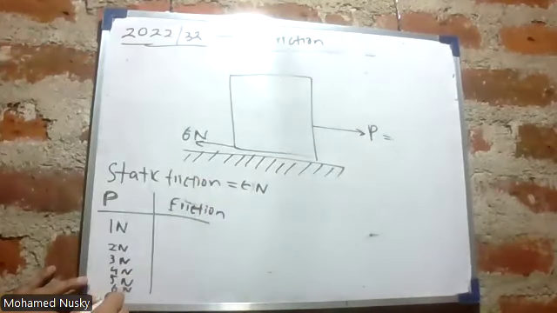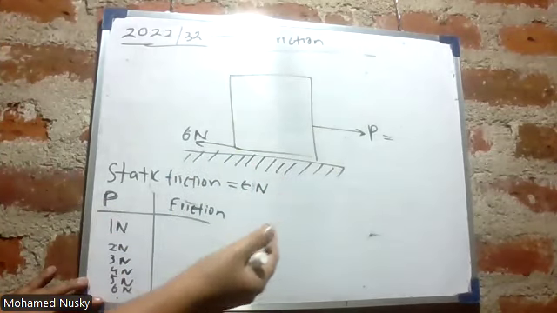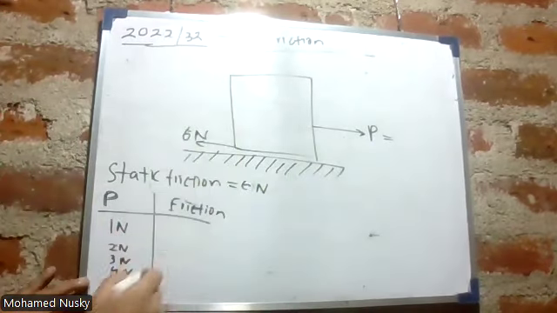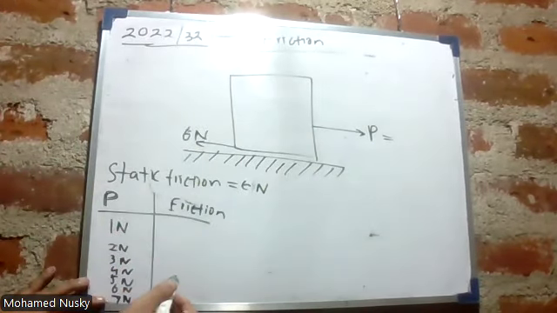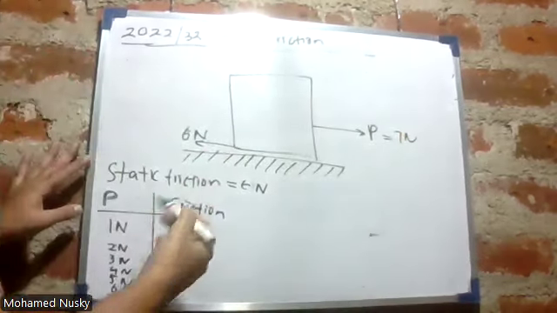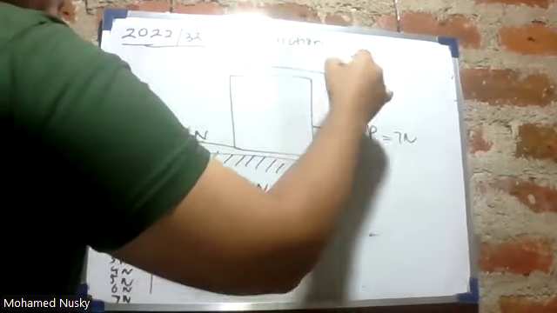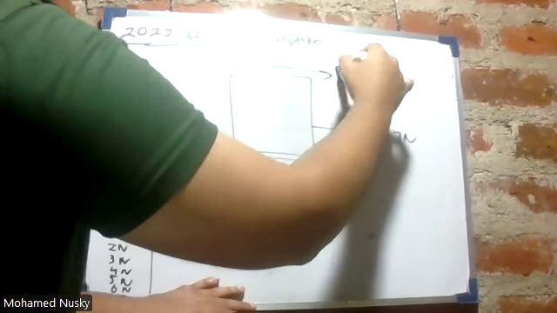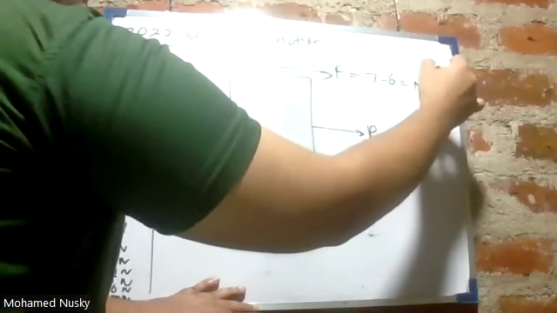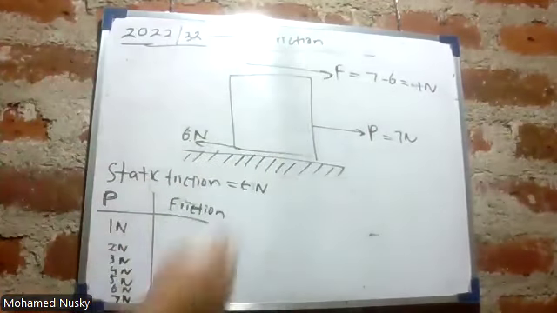When we apply 6 Newton, the object will not move. The object will remain at rest. But once I give a force greater than 6 Newton, when I apply 7 Newton, what will happen? 6 Newton is less than 7 Newton, so there will be a resultant force. What's the resultant force? 7 minus 6, 1 Newton. 1 Newton will be acting in the forward direction.